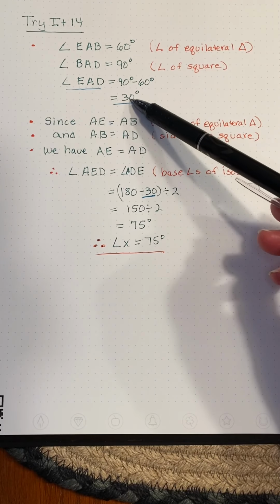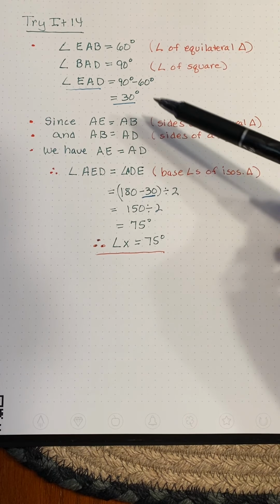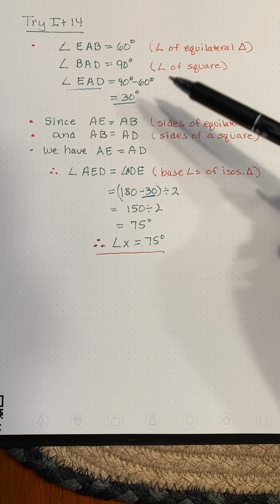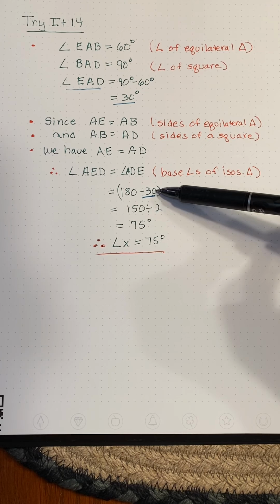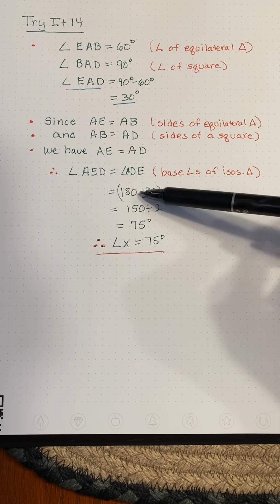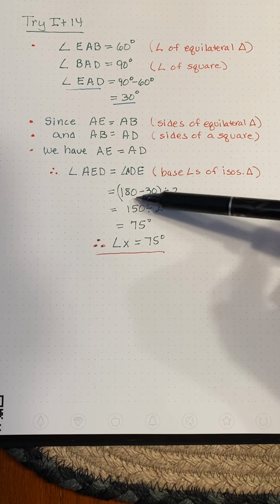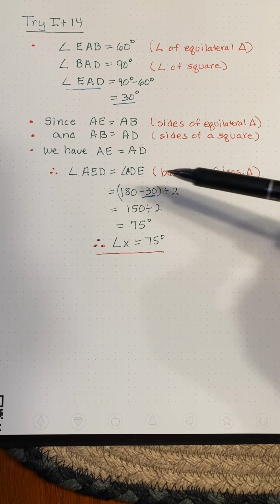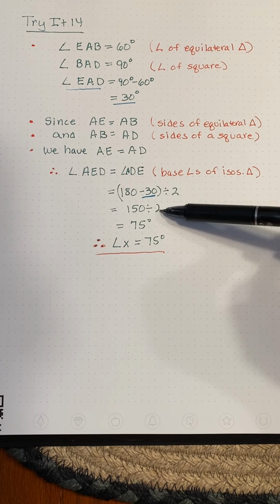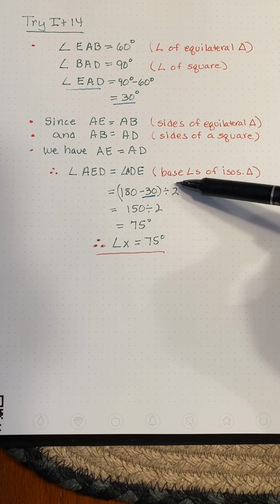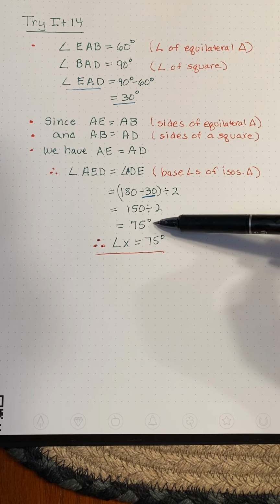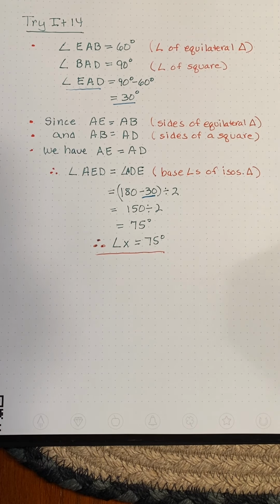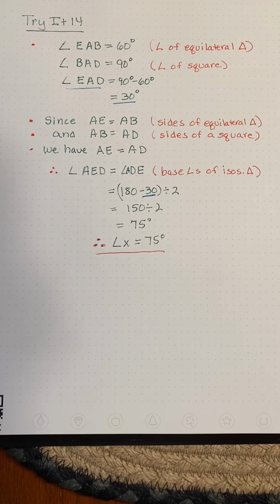Therefore, I can use that 30 degrees, which is the top part of that isosceles triangle. Therefore, 180 minus 30 is going to give me the total, which is 150, the total of the two base angles. So I'm going to divide that by 2. So 180 minus 30 divided by 2 is 150 divided by 2 is 75 degrees. Therefore, angle X is 75 degrees. And there you have it.